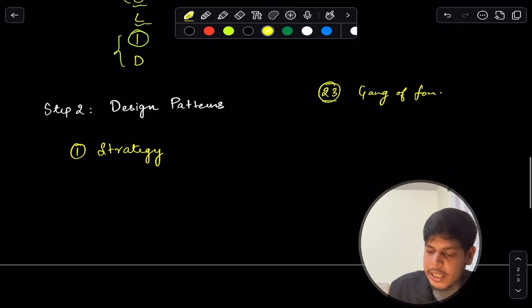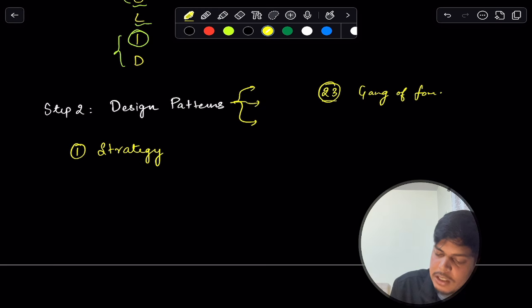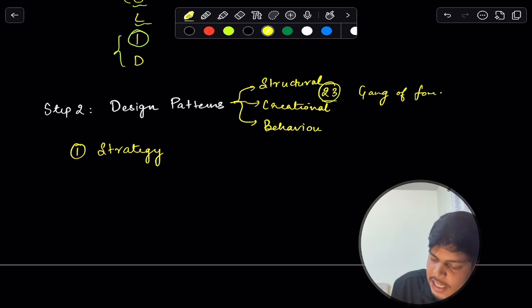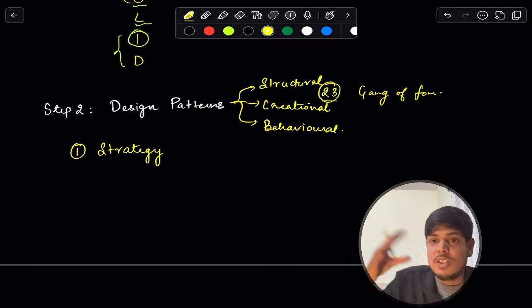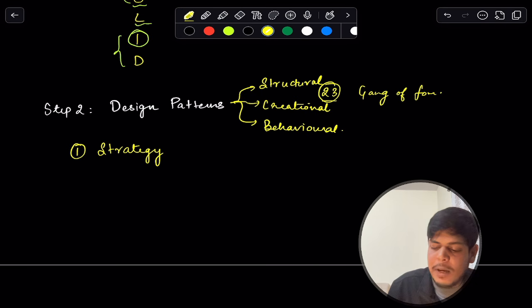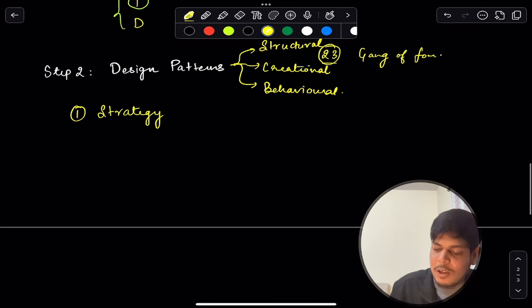In general, design patterns are categorized into three different categories. The first one is structural. Second one is creational, and third one is behavioral. So structural design patterns help you deal with problems related to structuring of classes. Creational design patterns help you deal with problems related to creation of objects. Behavioral design patterns are solutions to issues whenever you have to deal with behaviors or functionalities, right? So the strategy design pattern falls into the category of behavioral.